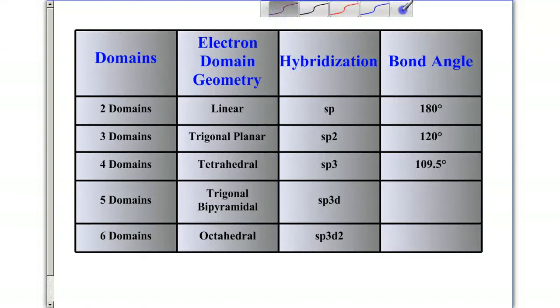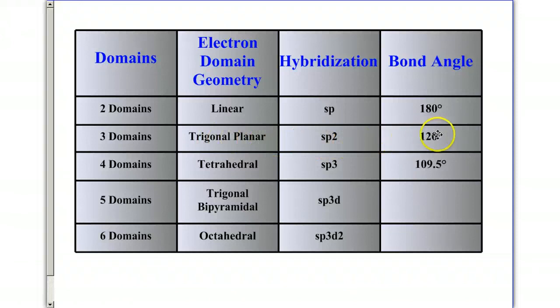And so if we look at 2 domains, recall that if you have 2 domains, the electron domain geometry is linear. The hybridization will always be sp, and the bond angles will be 180 degrees. With 3 domains, you have an electron domain geometry of trigonal planar.